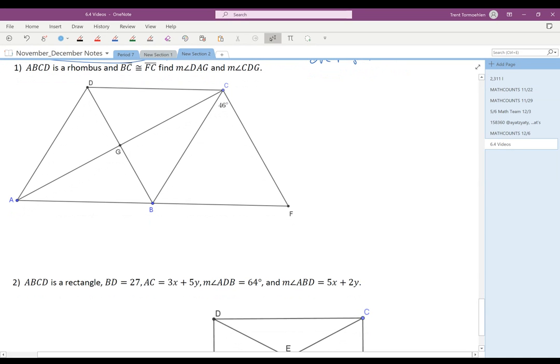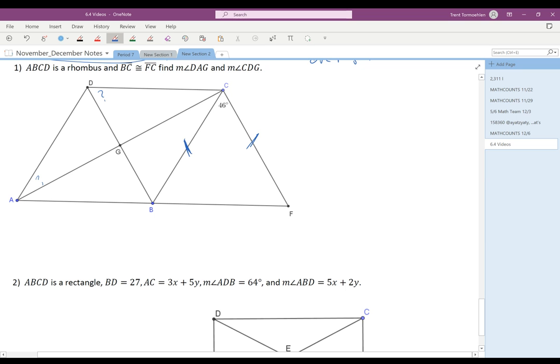Okay, so we got a couple quick examples from 6-4. The first is what turns out to be a trapezoid, where ABCD is a rhombus, BC is congruent to FC, and so this angle is congruent to that angle. And you want to find the angles DAG, so we want this angle, and CDG, which is going to be this angle. Well, we need to remember a couple things.